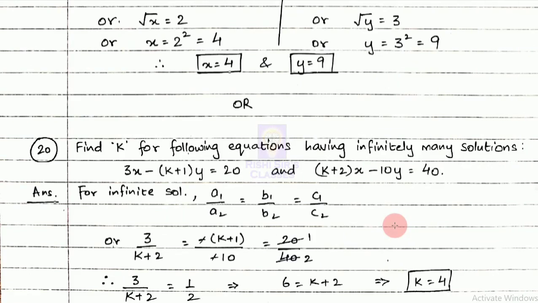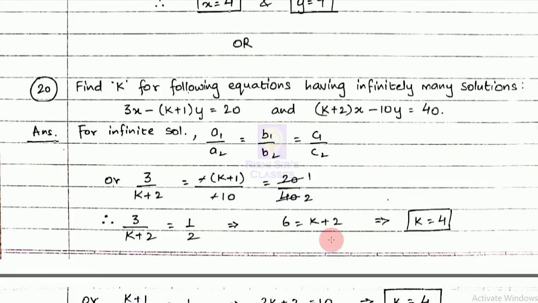There is a choice in this 20th question. The second question is: find k for the following equations having infinitely many solutions. It means the condition is a1 upon a2 is equal to b1 upon b2 is equal to c1 upon c2. So A1 is 3, B1 is minus (k plus 1) and C1 is minus 20, or we can take it as 20.